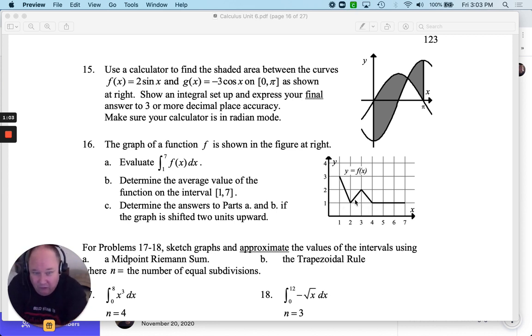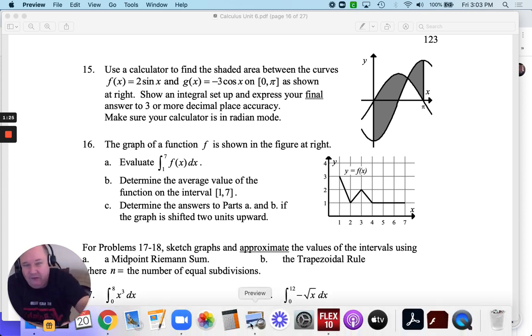I also see a triangle here. Now I'm not going to go way to the bottom. So this triangle right here, half the base times the height. So that's 1/2 times 2 times 1. And then I see another triangle here, half the base times the height. So that's half times 1, and the height is 2.